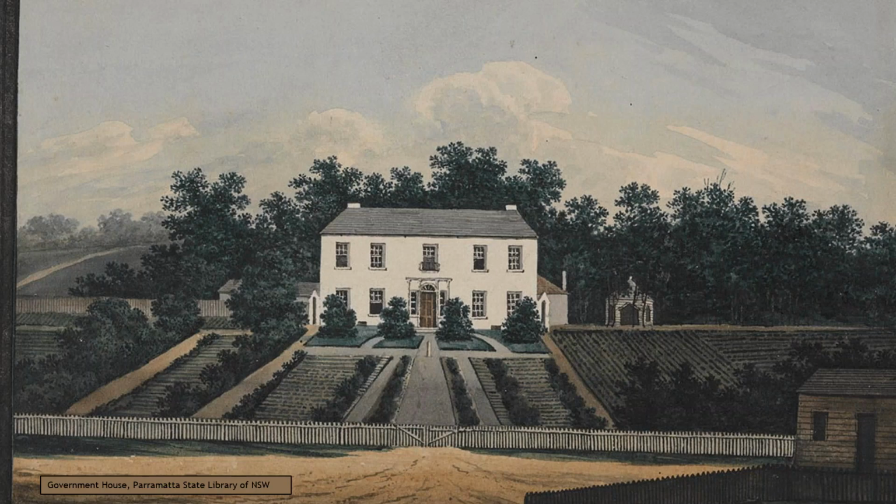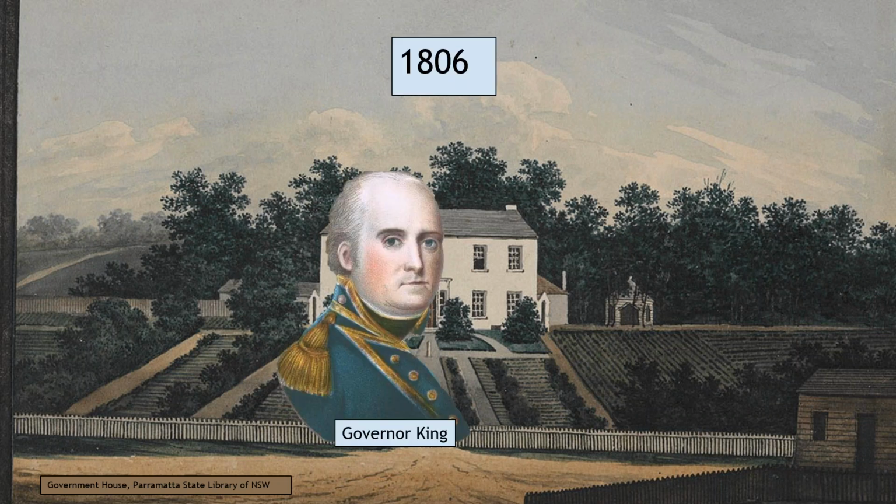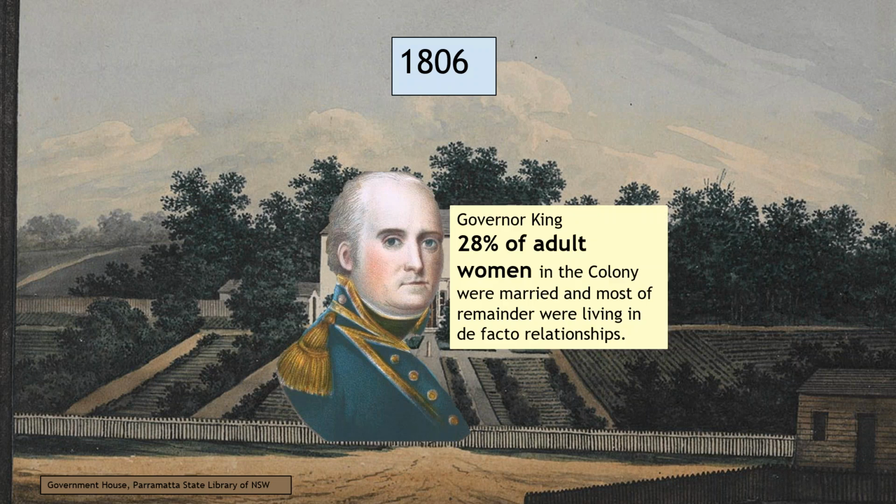Now, this is a picture of Government House in Parramatta, and I'm using it as a backdrop to a small history lesson so we can see where we were in 1806 in the colony. Governor King was the governor of the day, and he and Samuel Marsden did some research in this area and came up with figures that of all the adult women in the colony, 28% were married, and the rest were living in de facto relationships. Samuel Marsden went further and actually called them prostitutes.